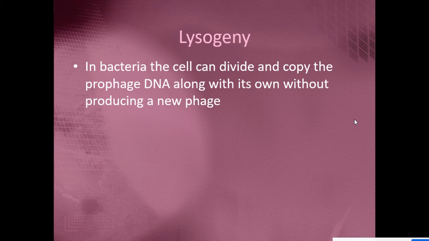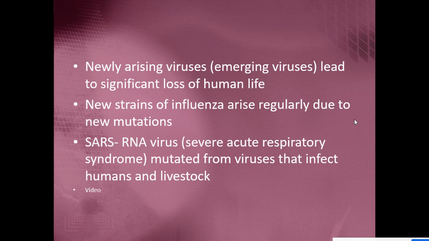In bacteria, the cell is going to divide and copy the prophage DNA along with its own without producing a new phage. Newly arising viruses or emerging viruses lead to significant loss of human life, as we have seen with the coronavirus. New strains of influenza arise regularly due to new mutations. Viruses are highly volatile in that they are constantly changing.